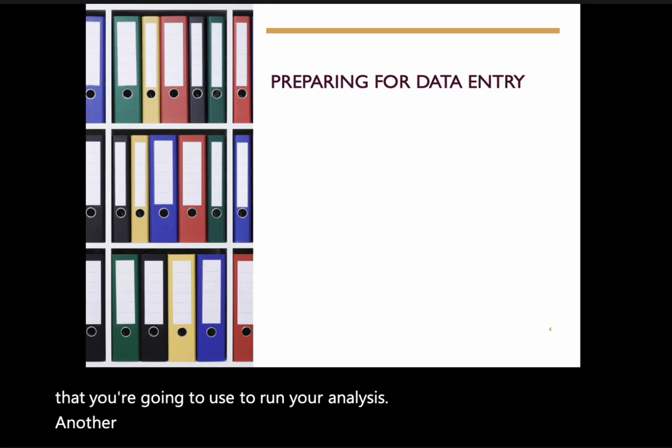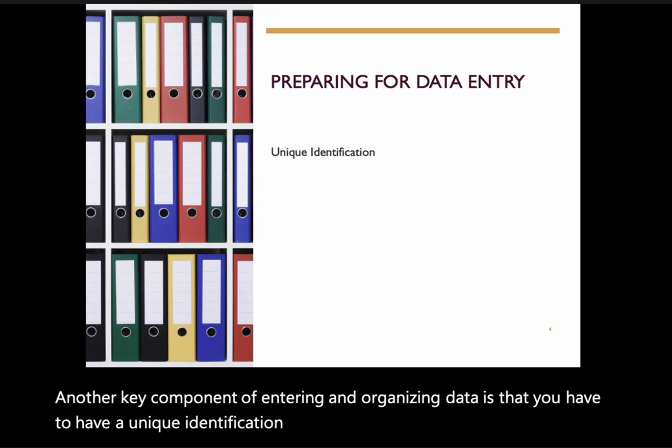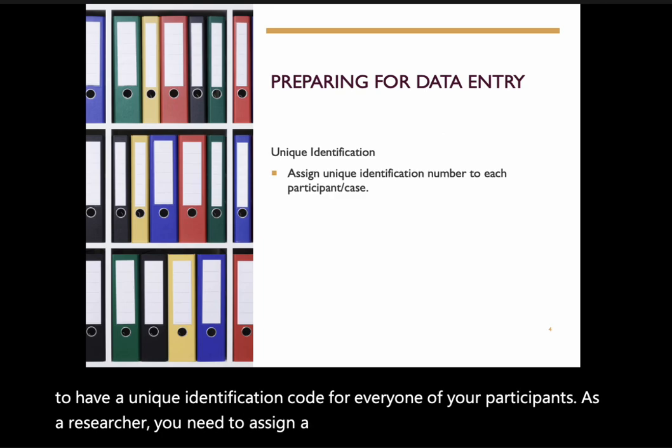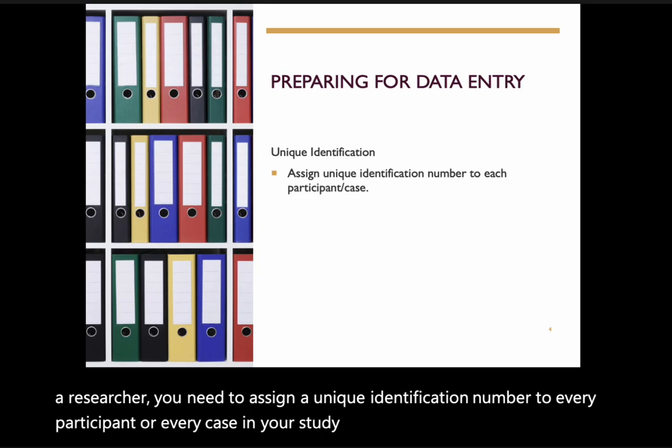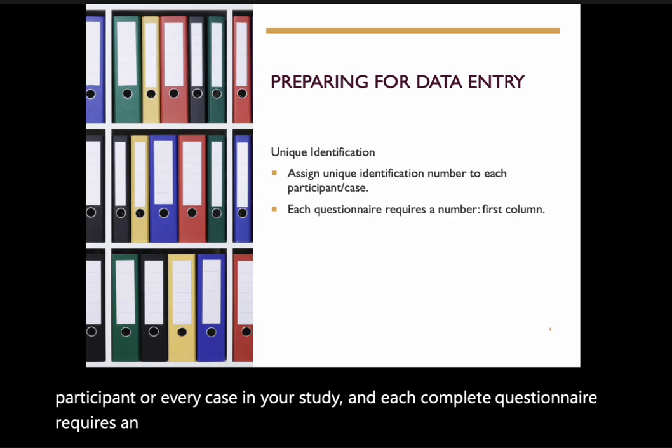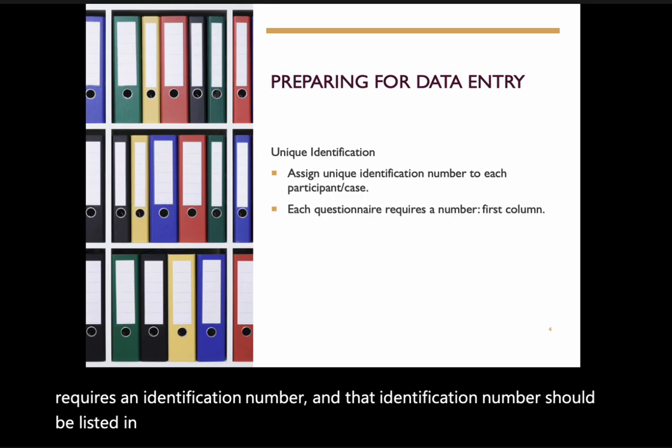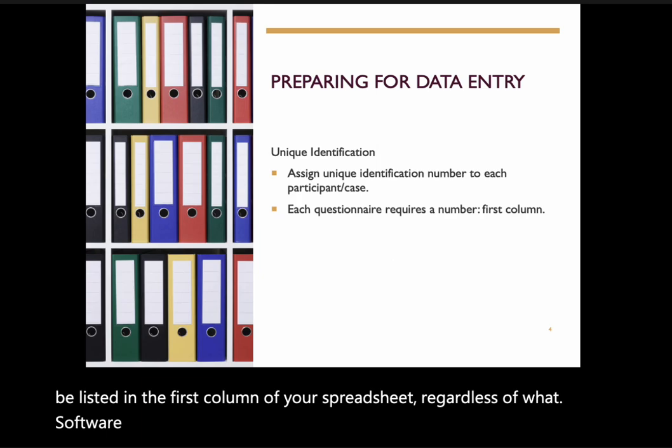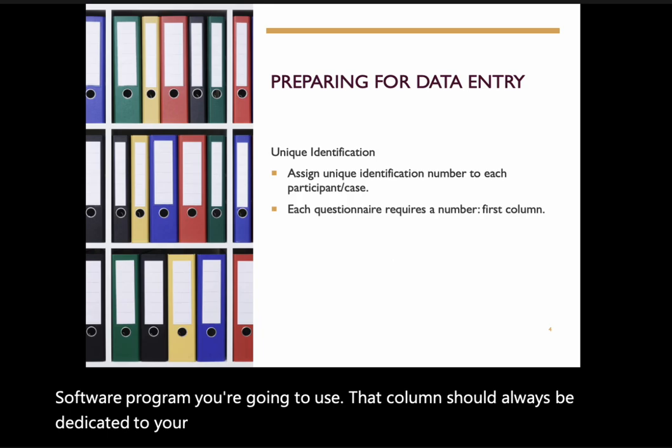Another key component of entering and organizing data is that you have to have a unique identification code for every one of your participants. As a researcher, you need to assign a unique identification number to every participant or every case in your study. And each complete questionnaire requires an identification number. That identification number should be listed in the first column of your spreadsheet. Regardless of what software program you're going to use, that column should always be dedicated to your participant ID number.